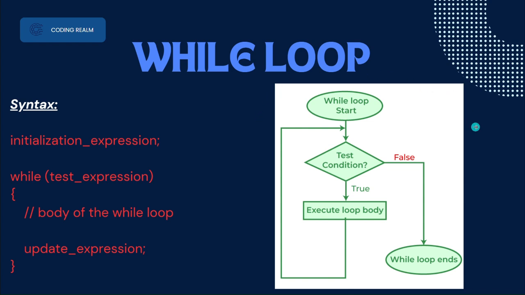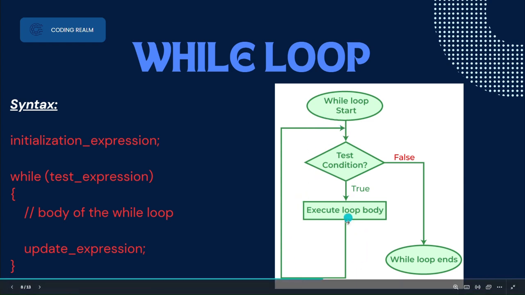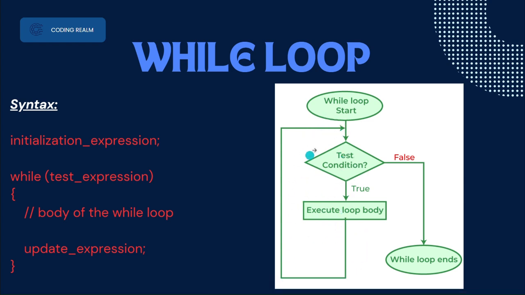This is the flow chart of the while loop. Here we start the loop. We have the test condition. If the test is false, the while loop ends. If the test is true, the body is executed, and we repeat the loop until the condition ends.